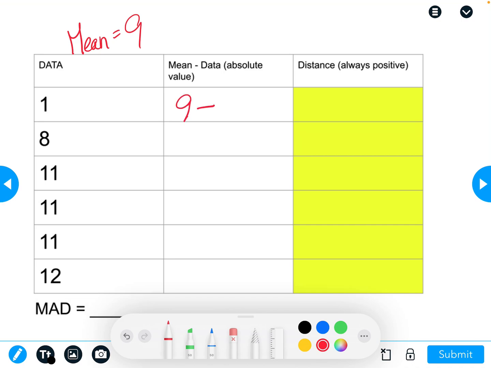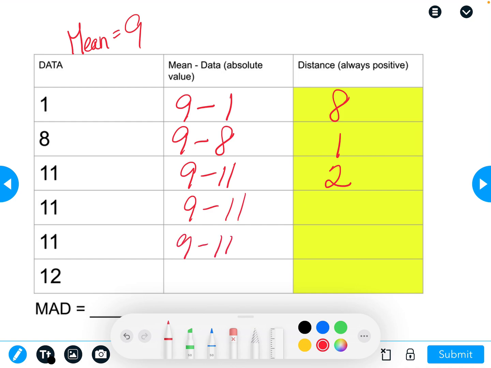Now we're going to figure out how far away the data is from the mean. So 9 minus 1, that piece of data, gives us a distance of 8. 9 minus the second piece of data, which is an 8, is a distance of 1. 9 minus 11 gives us a negative number, but remember distances are always positive. So all of these 9 minus 11s are going to be a distance of 2. And then lastly, 9 minus 12 would give us a distance of 3.